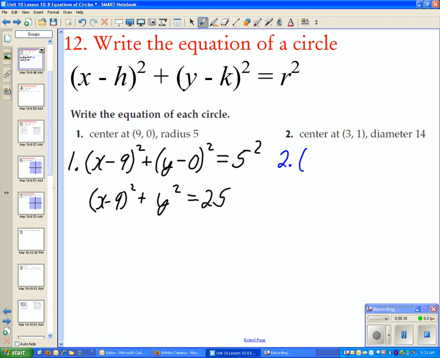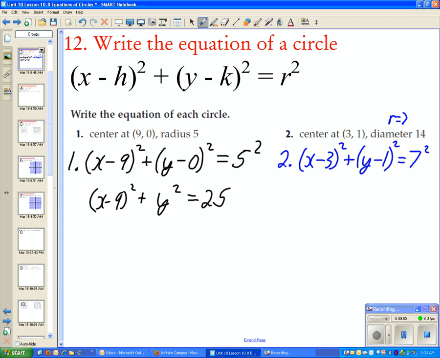So, x minus, what do I put in for h? 3, because that's the x-coordinate of the center, plus y minus, what do I put in for k? 1, because that's the y-coordinate of the center, quantity squared, equals, be careful, they told us the diameter. If the diameter is 14, what's the radius? So 7 squared, not 14 squared.